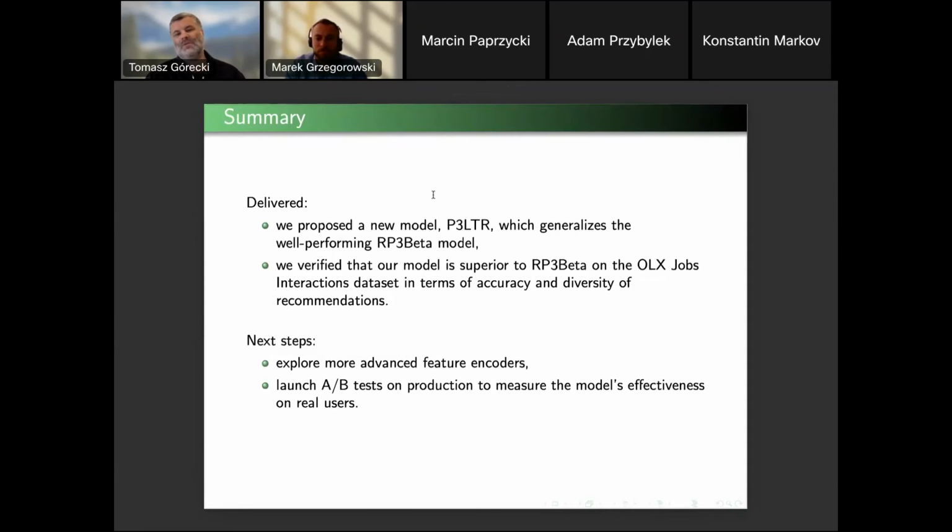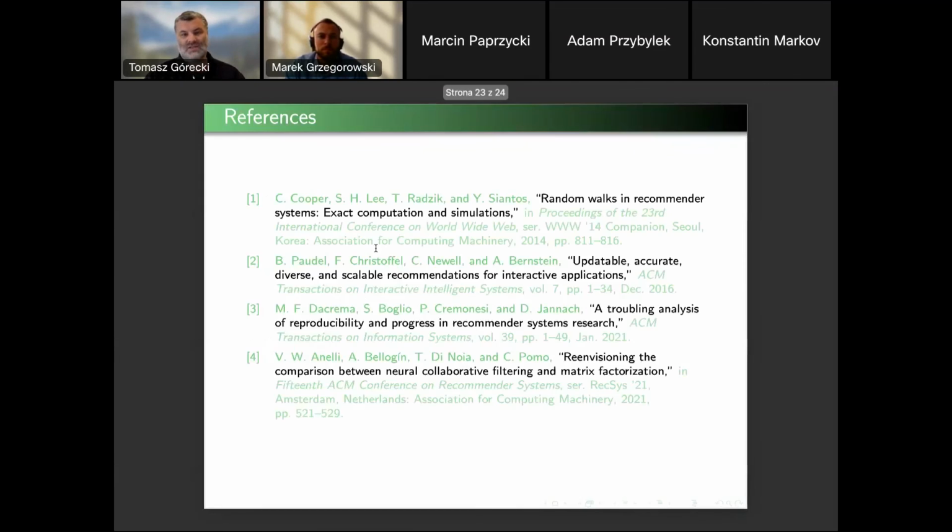Summarizing, we proposed a new model. We generalized the well-performing RP3 beta model, and we verified that our model is superior on this dataset from OLX jobs. And in the next steps, we would like to explore maybe more advanced feature encoders, and we try to start this on production to measure the model effectiveness on real users. And I hope that's all, a few most important references.